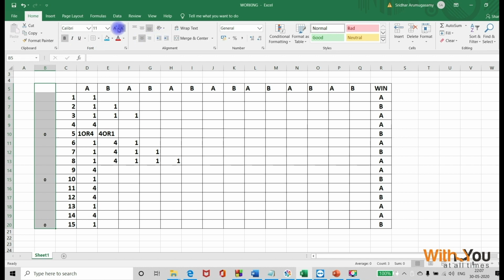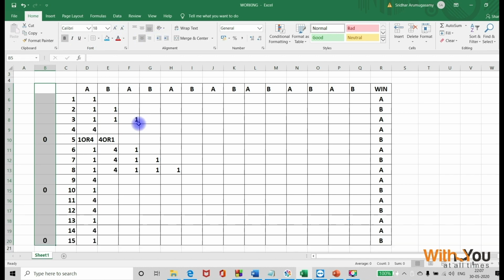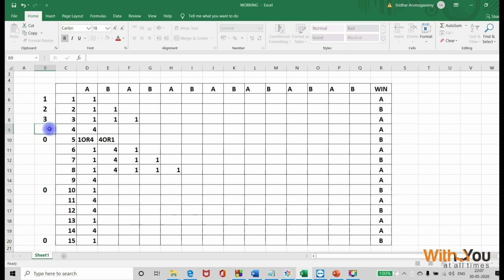Make it a little bigger. Okay. Now, what about these guys? He will be remainder 1. He will be remainder 2. He will be remainder 3. He will be remainder 4. Here once again 1, 2, 3, 4, 0, 1, 2, 3, 4.